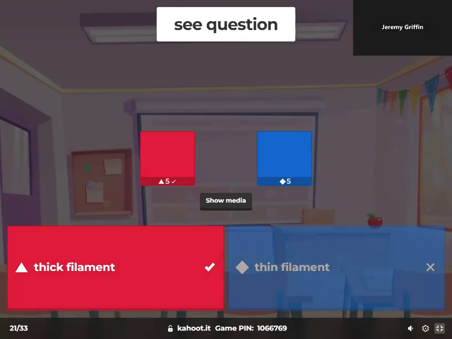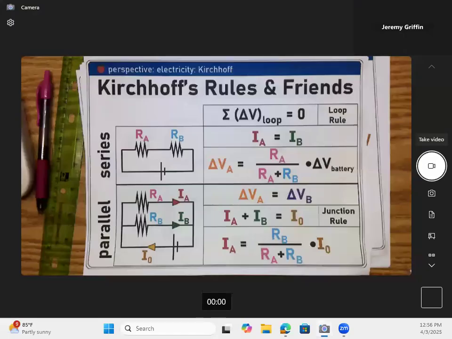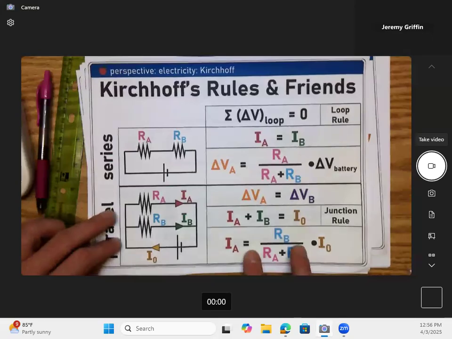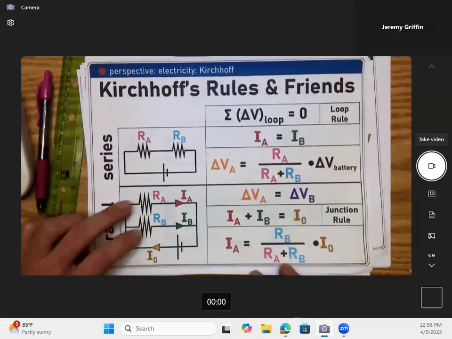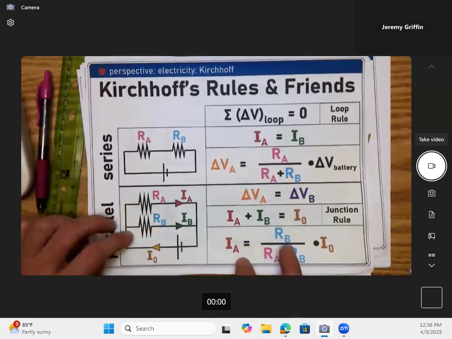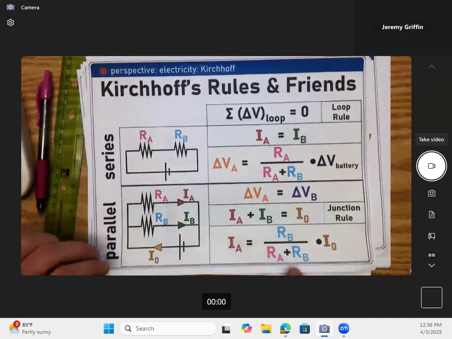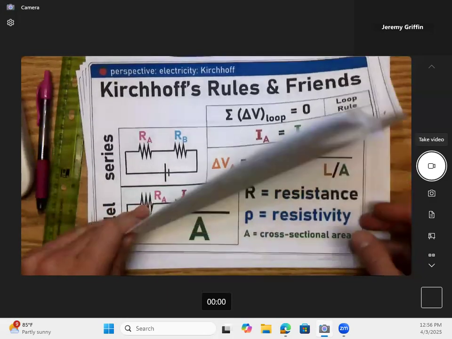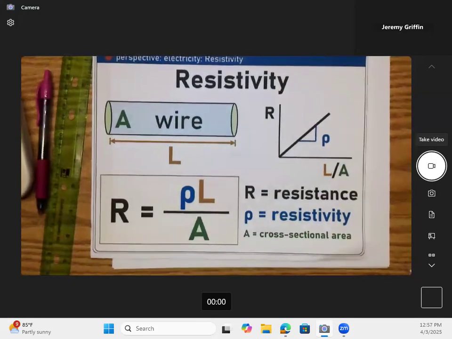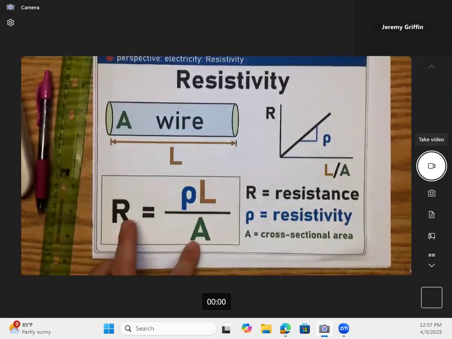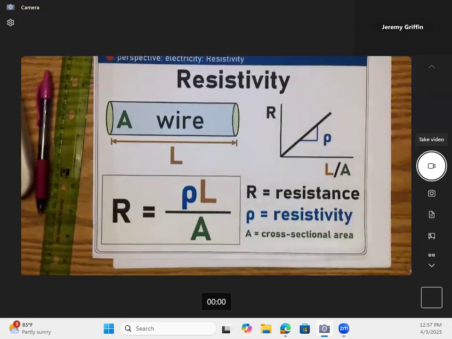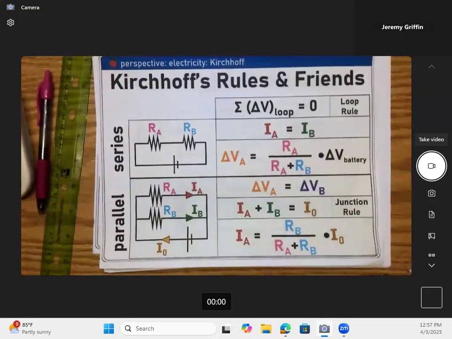Okay. So what does the math say about that? That's this one right here. So the current splits, but more current goes through the path of least resistance, and less current goes through the path of more resistance. Okay? And least resistance is the larger cross-sectional area, and that brings you back to this one too. So this also has a tie-in to yesterday's lab, right? The more cross-sectional area, the thicker the wire, the less resistance, which is where more current wants to flow, through the path of least resistance.